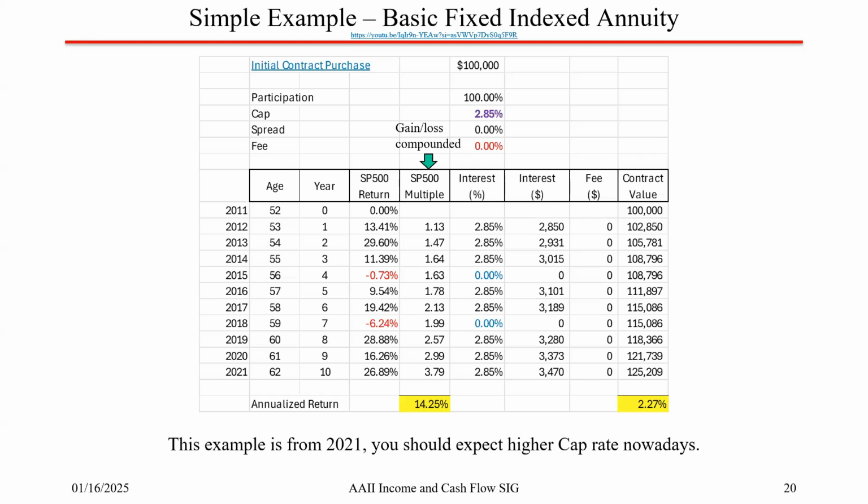But based on our calculation, your contract value at the end of 10 years only increased 25K from 100K. So your annual return is only 2.27%. If you look at this and look at the cap, it's lower than your cap.